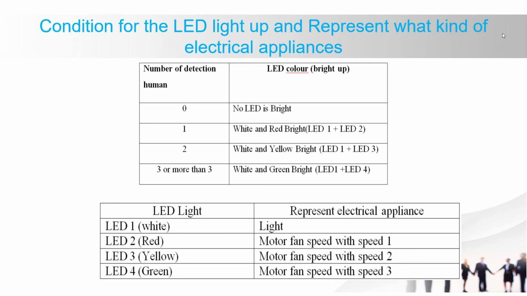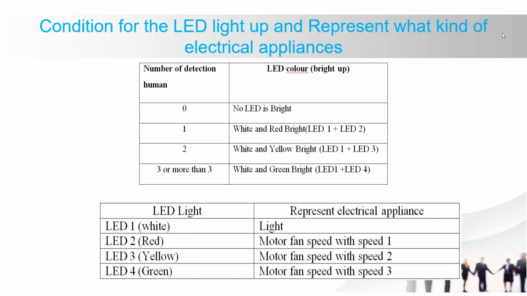Conditions for the LED lighting up, and what kind of electrical appliance each represents. For a detection of 0 humans, no LED is brightened up. For a detection of 1, white and red, which means LED 1 and 2 are brightened up. For a detection of 2, white and yellow, which means LED 1 and 3 are brightened up. If 3 or more, LED 1 and 4 will be brightened up, which is white and green. LED lights 1, 2, 3, 4 represent electrical appliances.